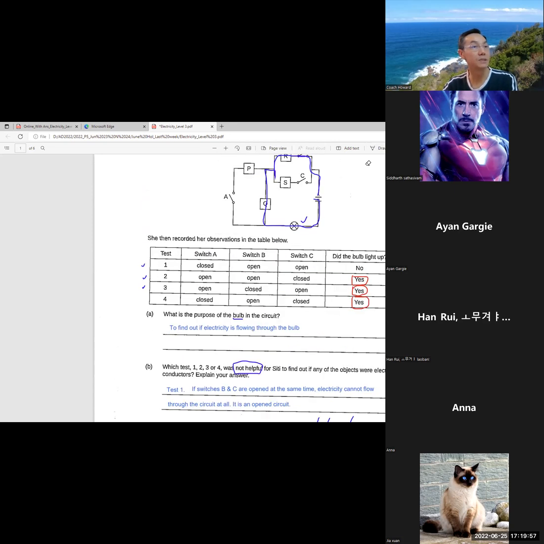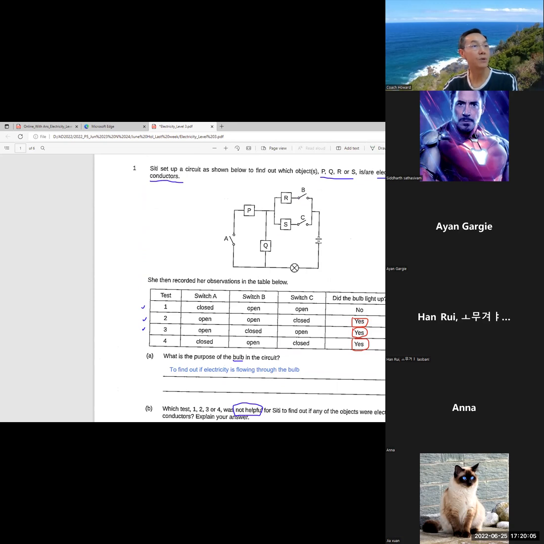Now the last step. Let me erase this again. Now we close this one. A is closed and C is closed. These two closed, and the bulb lights up. So how does the current flow? It can flow here, correct? But once it reaches here, it can also flow this way, because this one has two choices.